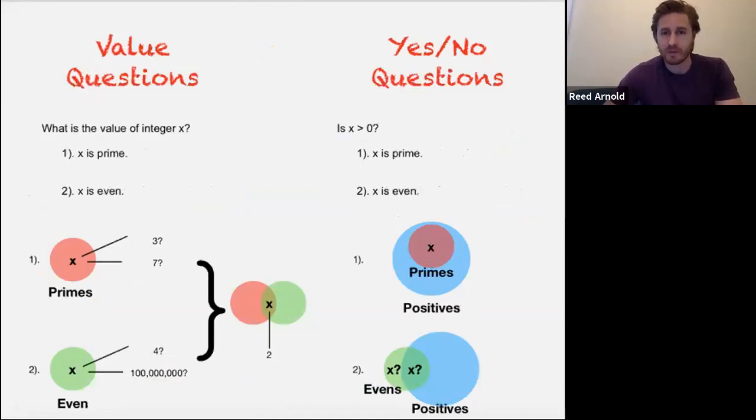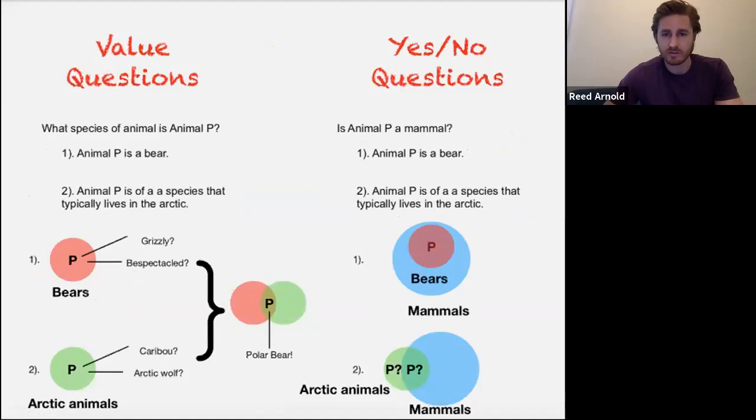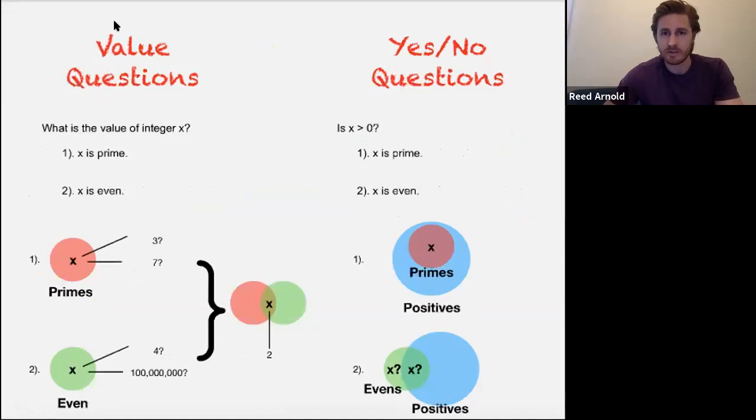Here's a more GMAT question. And the logic, you might notice the colored circles are identical. They're in the same place. This asks, what is the value of integer x? This tells me x is prime. So I'm in the prime circle. Well, but is it 3 or is it 7? Is it 11? Is it 101? I don't know. That's not enough information to answer the question.